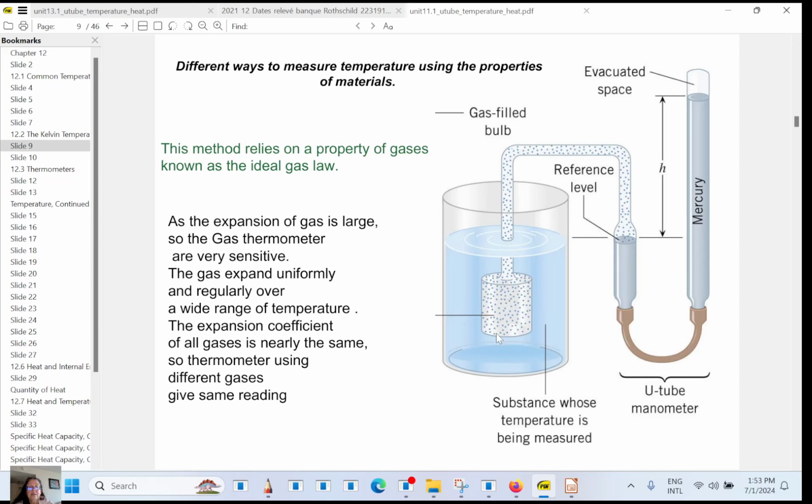You take a gas here, and as the temperature increases, the volume is not constant. The pressure is constant, but not the volume. As the temperature increases, like in Gay-Lussac's law, the volume is going to increase. The pressure stays the same, so the mercury level here is going to increase. That's one way to do it, but it's only for cases when we need very accurate measurements.